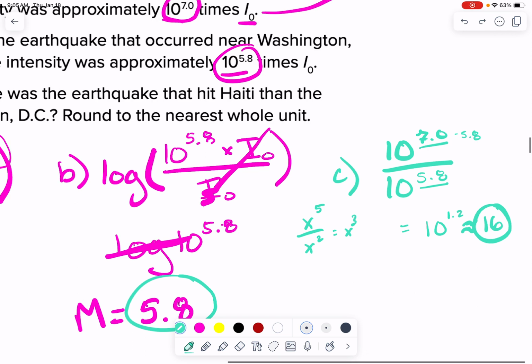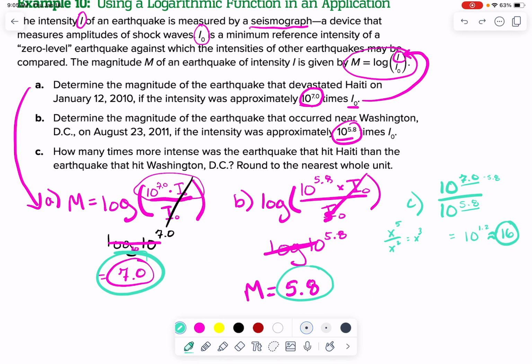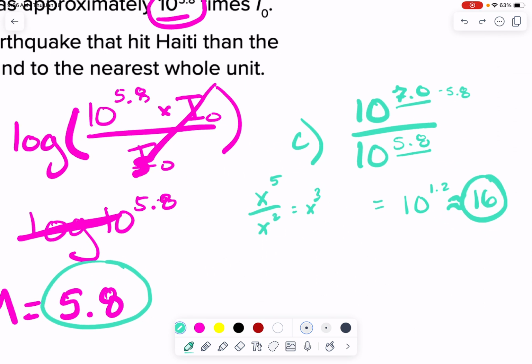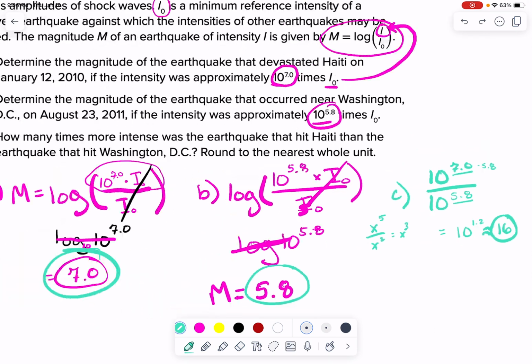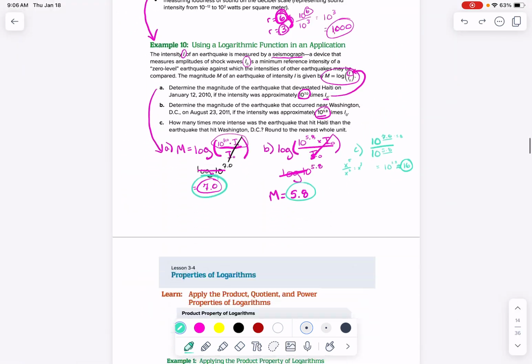So hopefully that made sense. That's why we use 10 to that power to do intensity, because that's how it's reflected on the Richter scale, okay? 16 times more intense, not 1.2. Okay. All right. So that was a long example, but there you go.